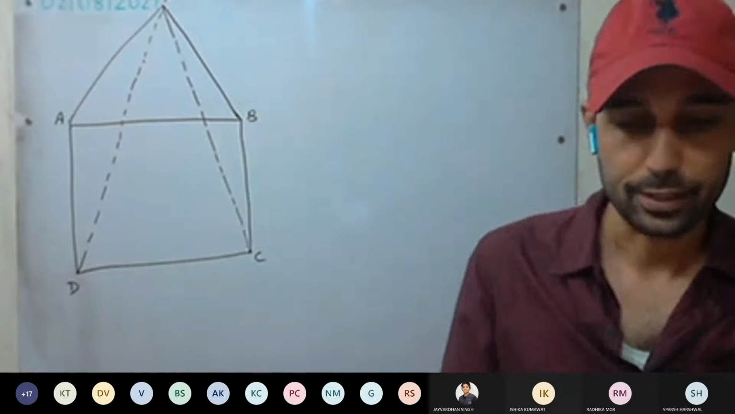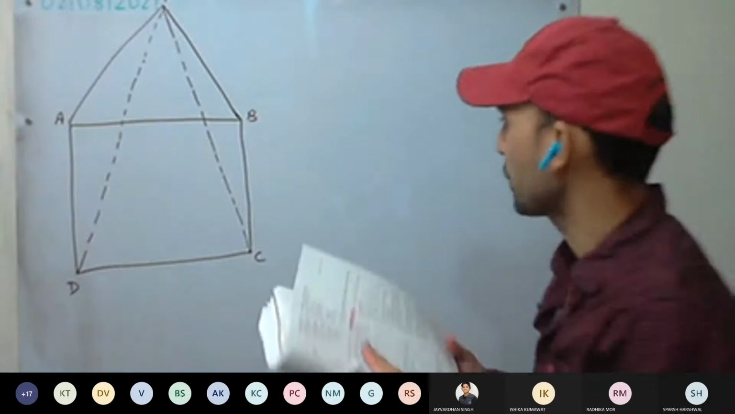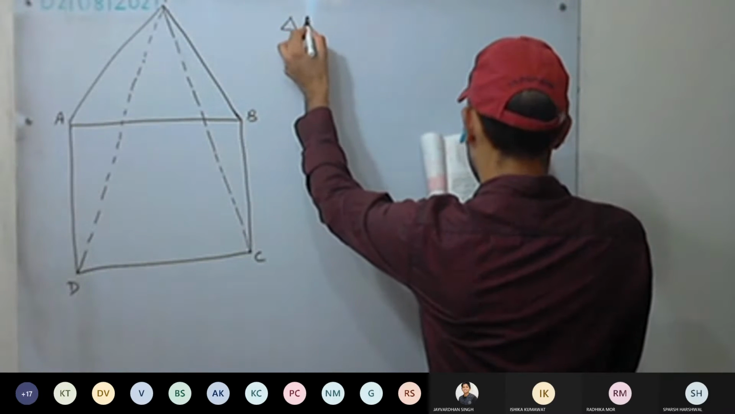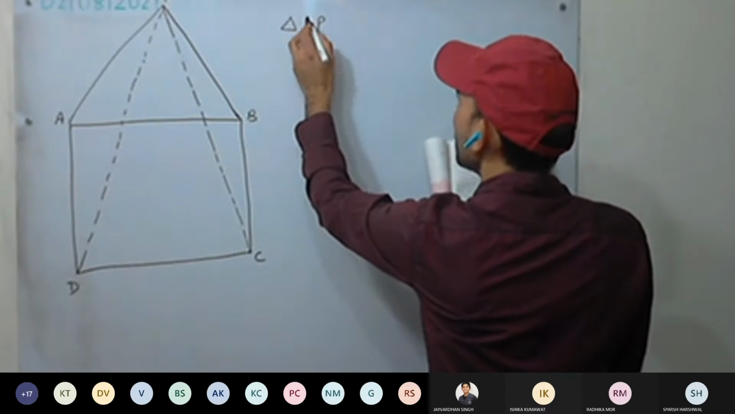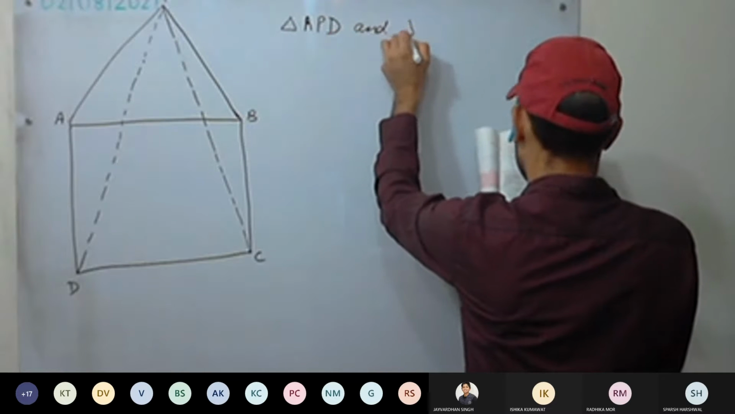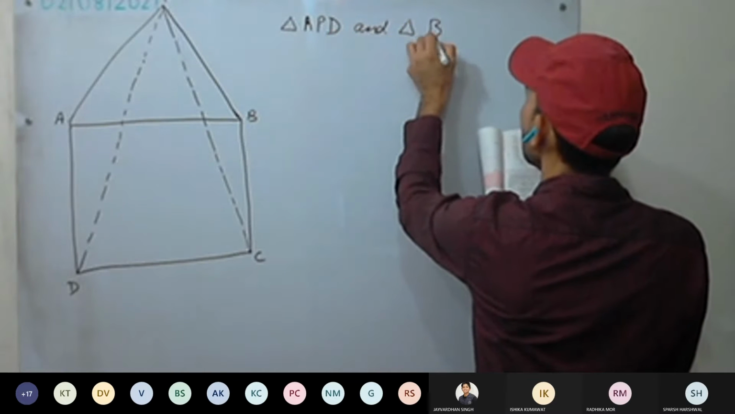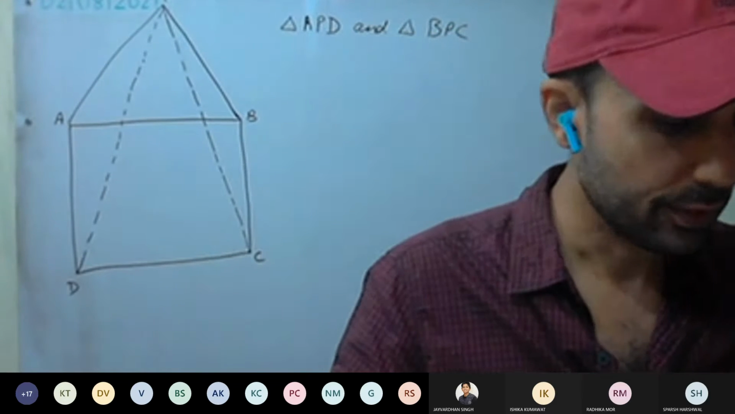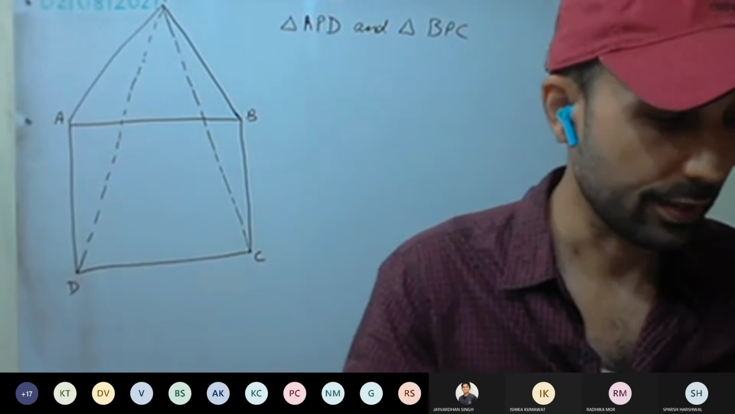Okay, these are the triangles. Again, we have to prove triangle APD and triangle BPC are congruent. We have to prove these two triangles are congruent.